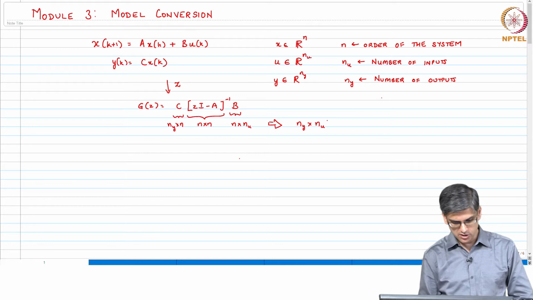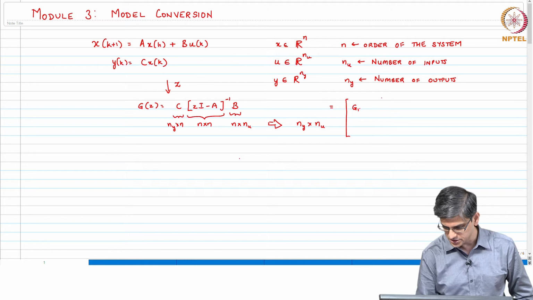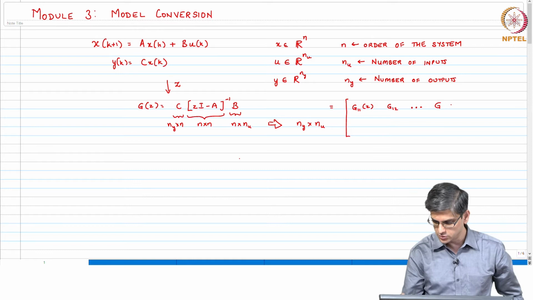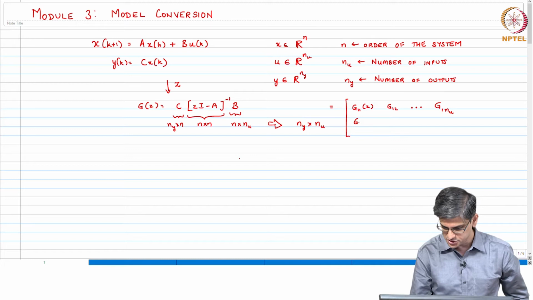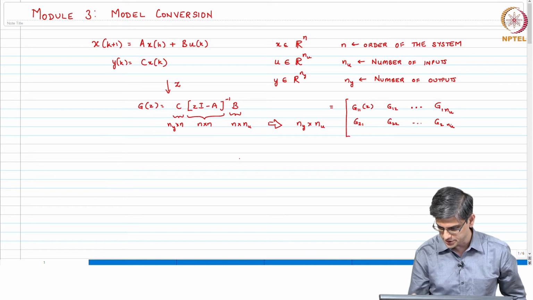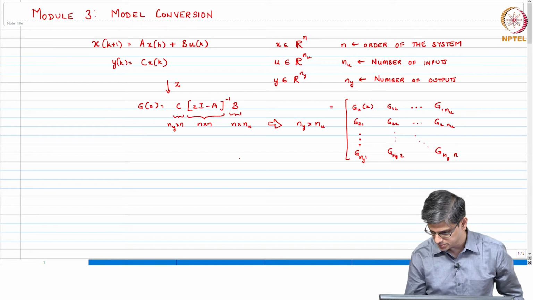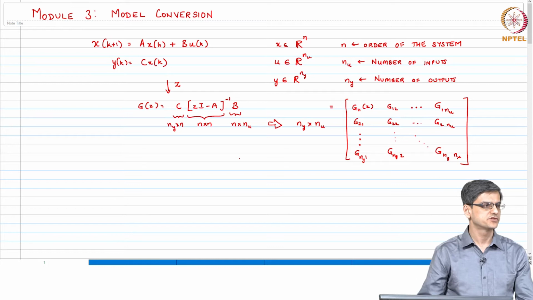So our G(z) will be of the form: G11, G12 and so on up to G1nu, then G21, G22 and so on up to G2nu, and so on down to Gny1, Gny2, up to Gny,nu. This is how your transfer function matrix is going to look.